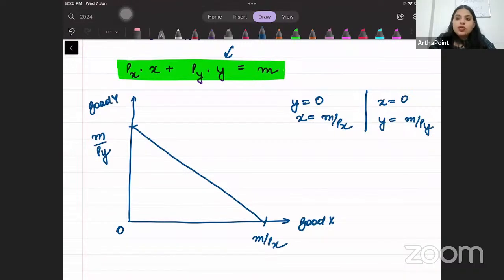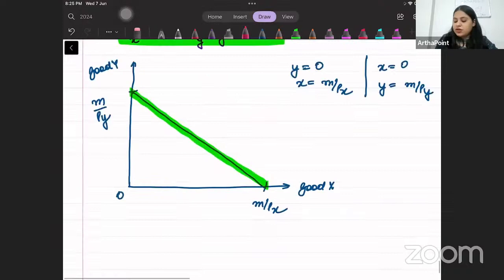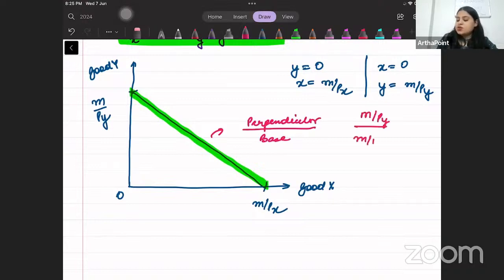Now, if you were to give a slope of this line, one of the easiest ways to do this would be to find perpendicular by base. So perpendicular will be m by py, base will be m by px. So this will be simply px by py. That's the slope of the line. Of course, it will be downward sloping, so you can have a negative sign included.